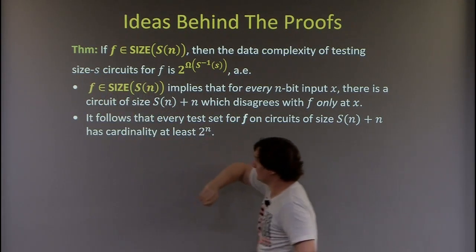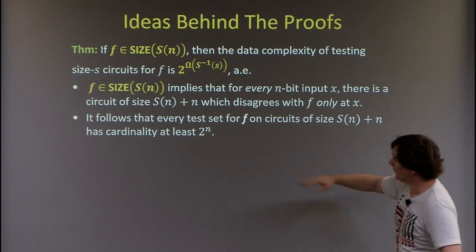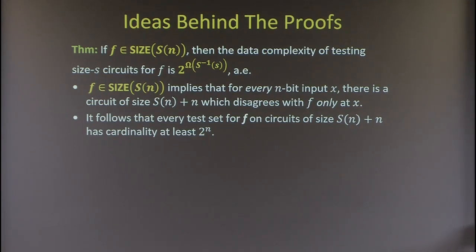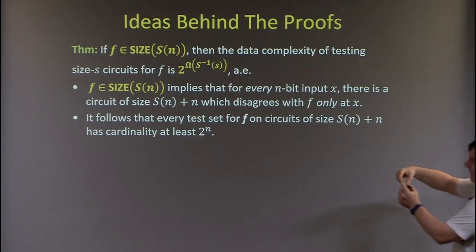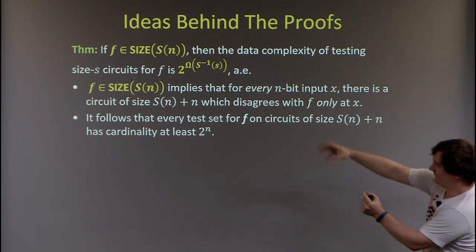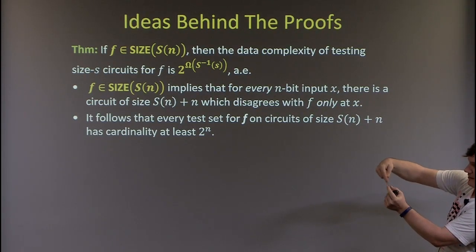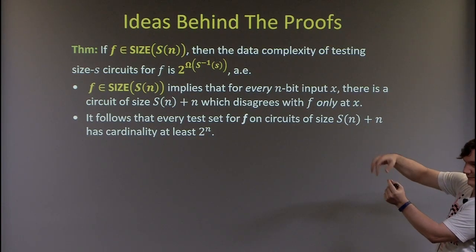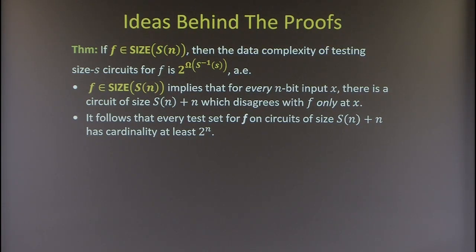So having this circuit upper bound for f gives you a lower bound. If your circuit size s is big enough that you can actually start to compute this function f, then you're going to have to try all 2 to the n inputs. You have to put all 2 to the n inputs in your test set and tell me what the value is on everything. So that's a lower bound.